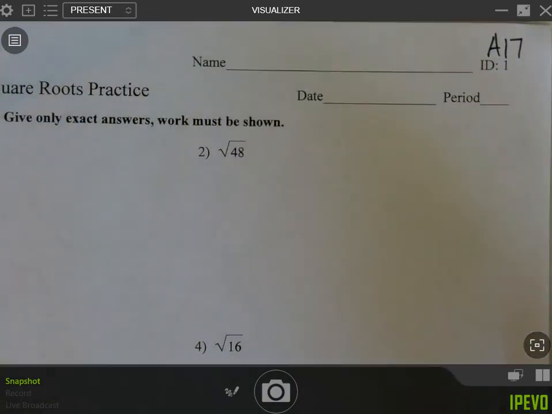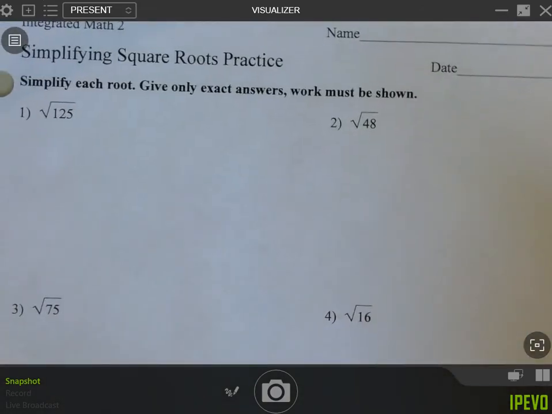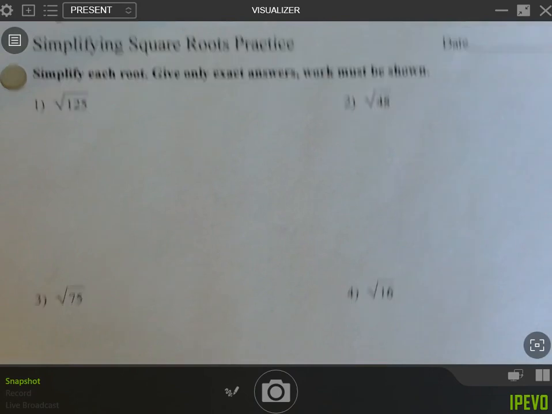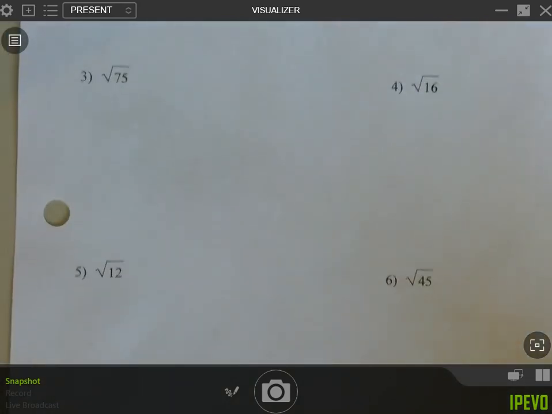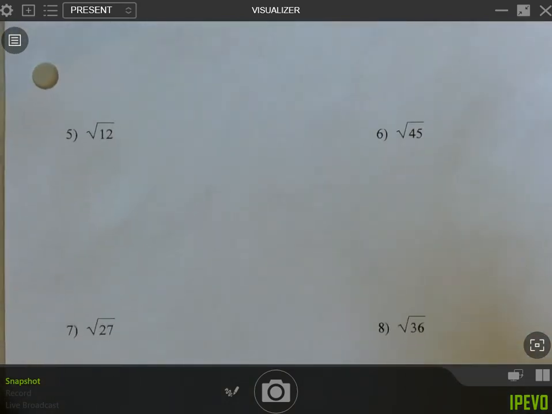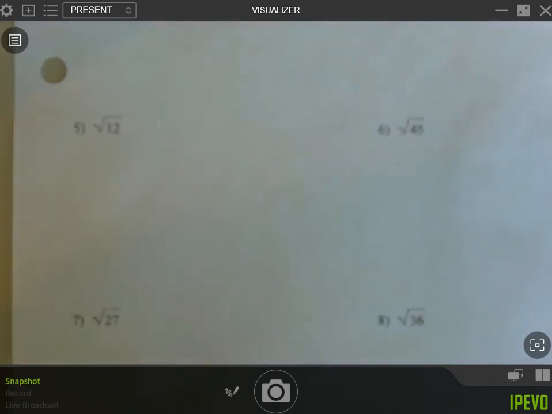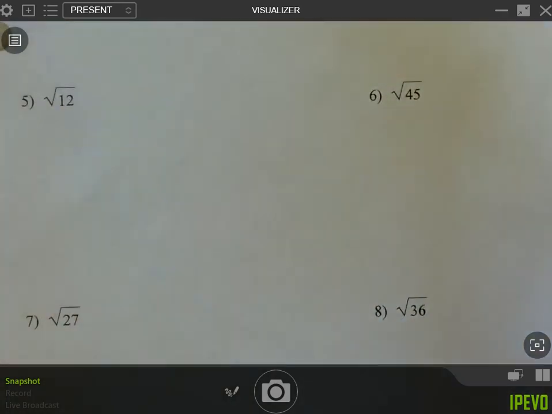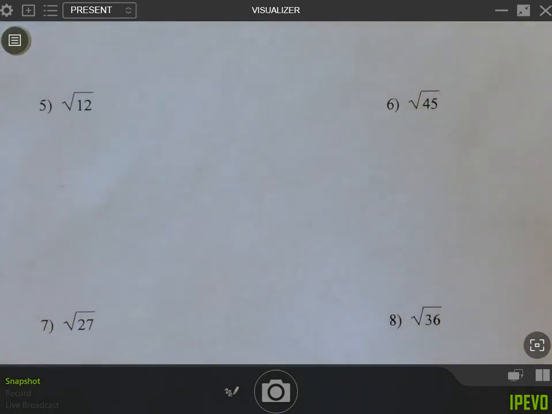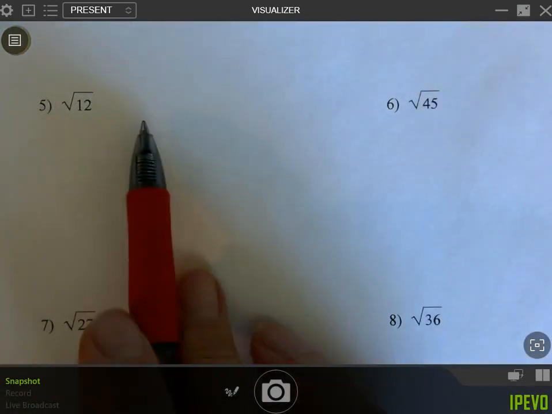We're looking at worksheet A17 on simplifying square roots, but I am going to jump down to number 5. Now, there's a reason I'm jumping down to number 5. I want to start with some little numbers just to help bring our brains back into this. So, we have the square root of 12.